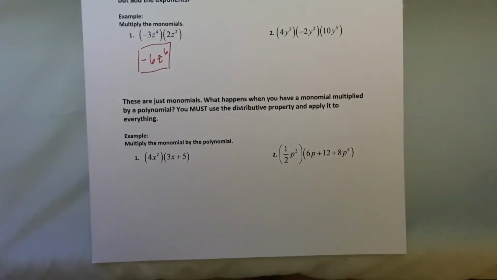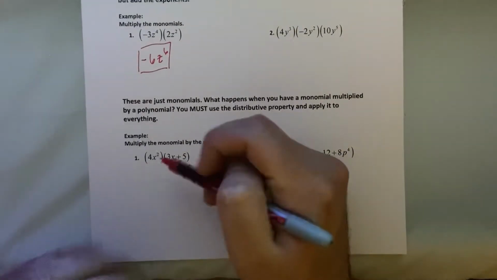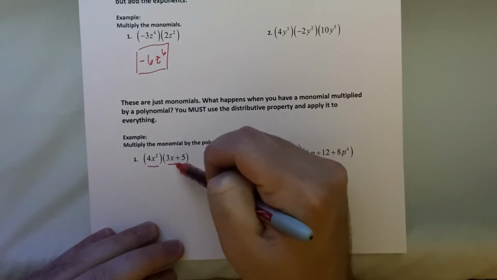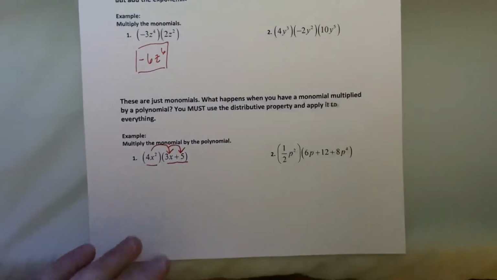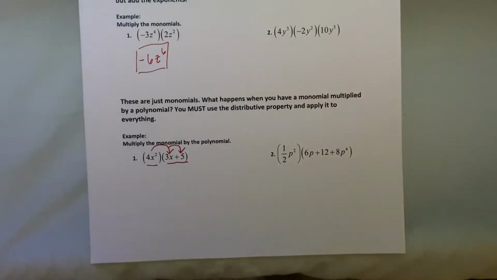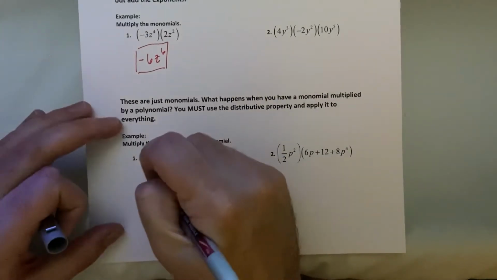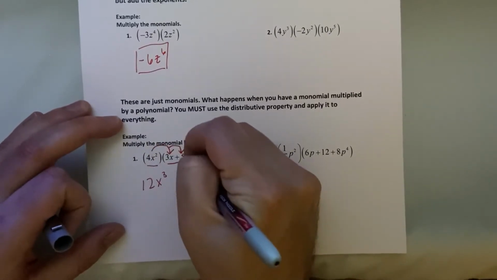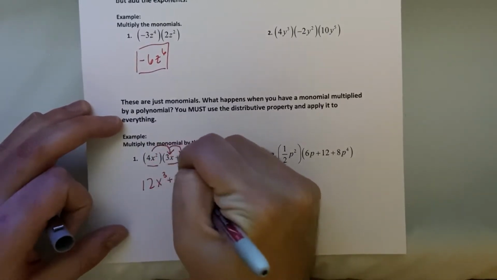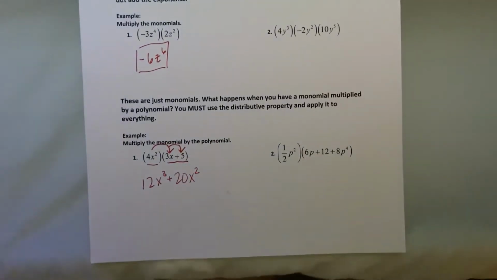Now, what happens if you have more than one term? This means we have to use the distributive property. This is multiplied by this whole thing. That means it gets distributed to both terms and multiplied into both terms. So 4x squared times 3x is 12x cubed. 4x squared times 5 is 20x squared. And they're still separated by a plus.